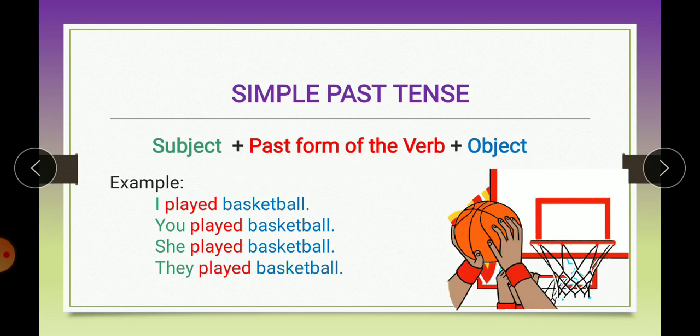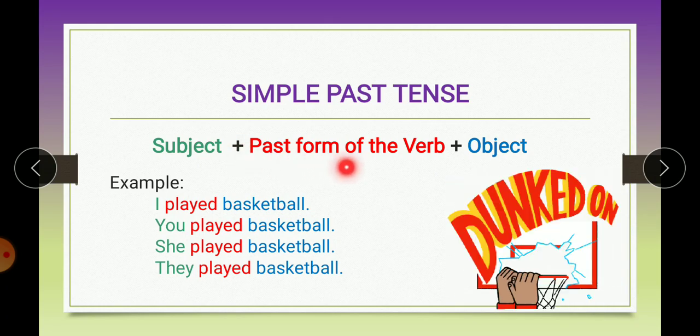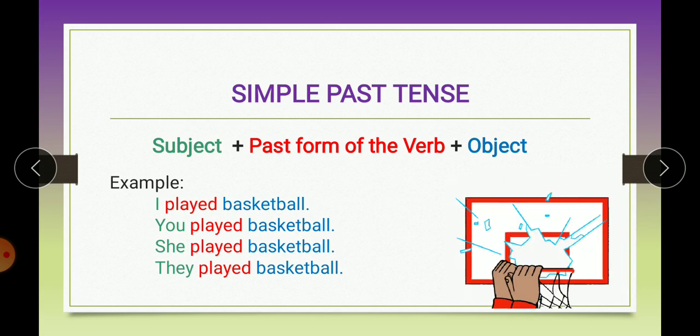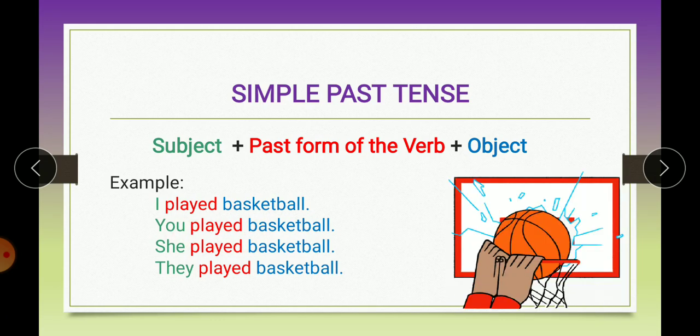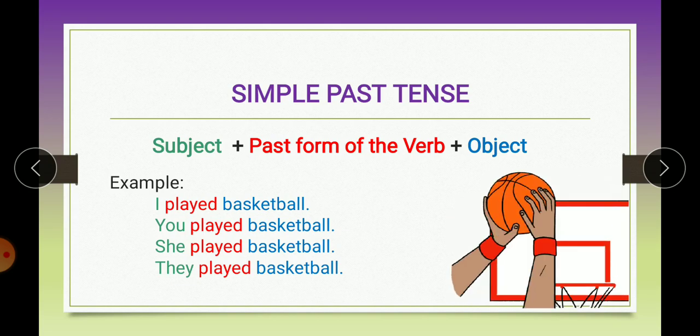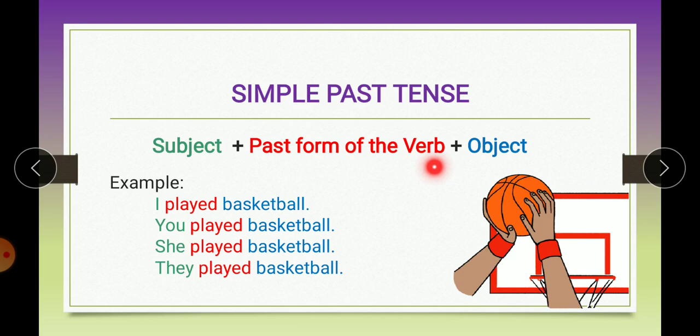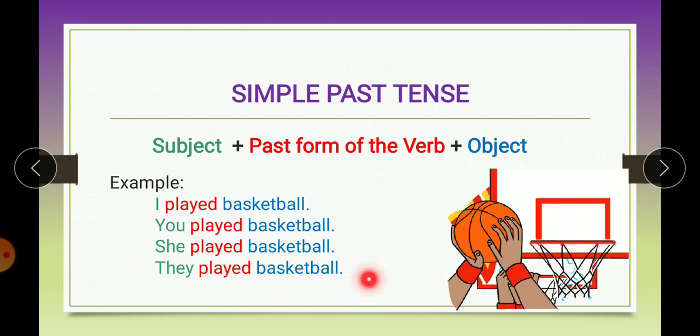Children, when we were studying chapter verb, we have already covered the past form of the verb. So that is the second form of the verb. I played basketball. So see, it's played. You played basketball. Again, played is the second form of the verb. What is the first form? Play. That's the root form. Second is played. So that's the past form of the verb. She played basketball. They played basketball.